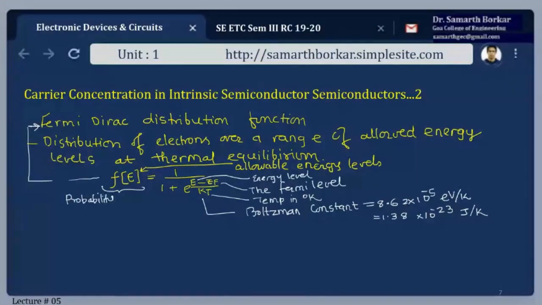Probability distribution function. Okay. And look at this equation. If f of E is going to get changed, then it will be on account of what? It will vary with the allowable energy level. For example, in the conduction band, there are say hundreds of energy levels.